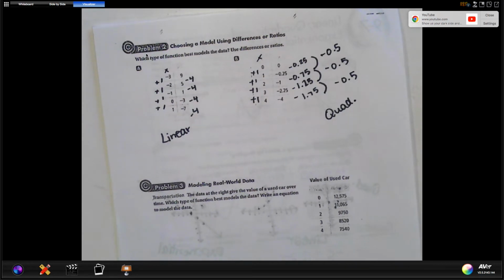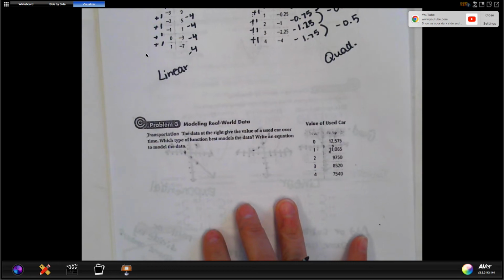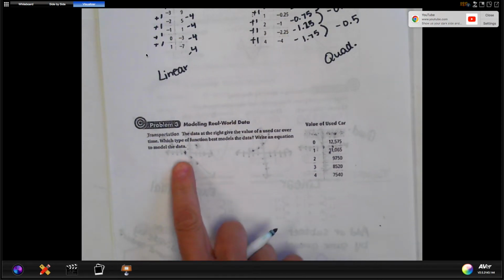So this one is what I think is the most challenging, because right here it says the data at the right give the value of a used car over time. Which type of function best models the data? Write an equation to model the data. So at year 0, when you first buy the used car, it's worth $12,575. A year later, it is only worth $11,065, and so your value is depreciating each year.